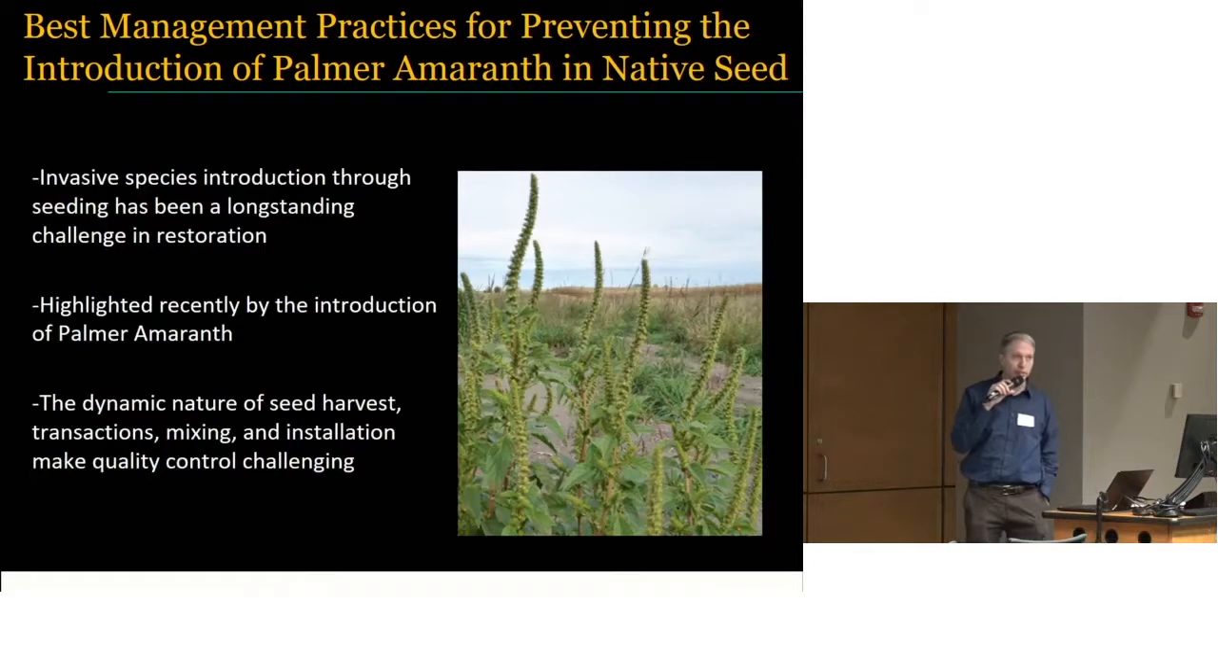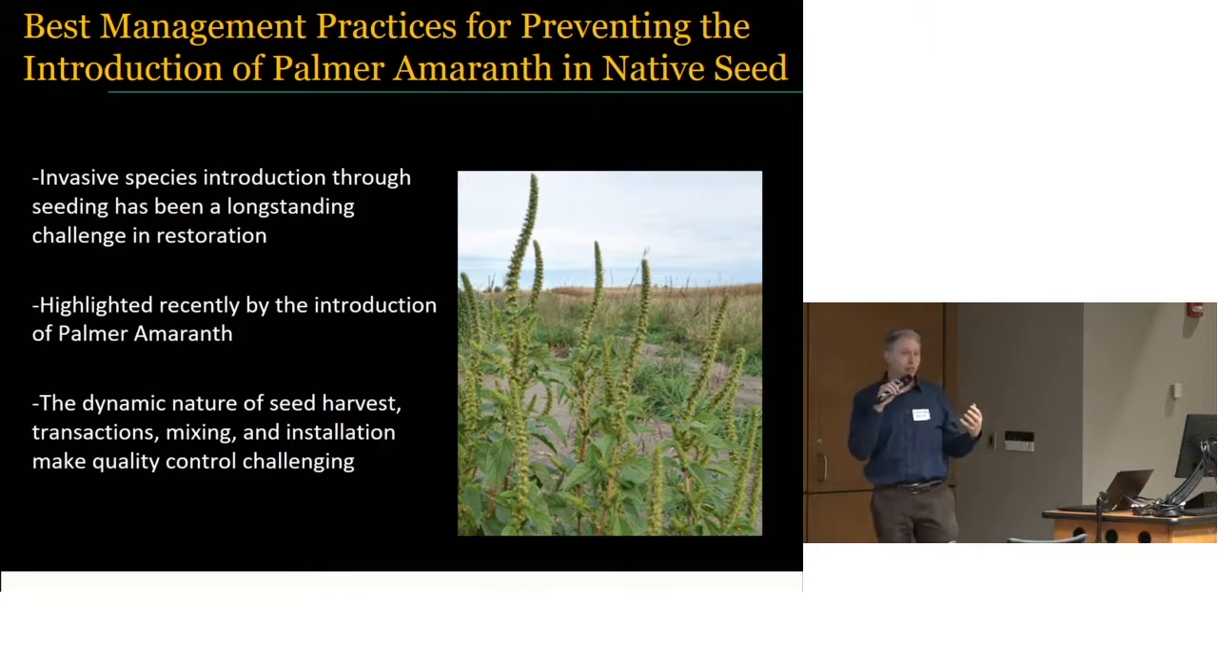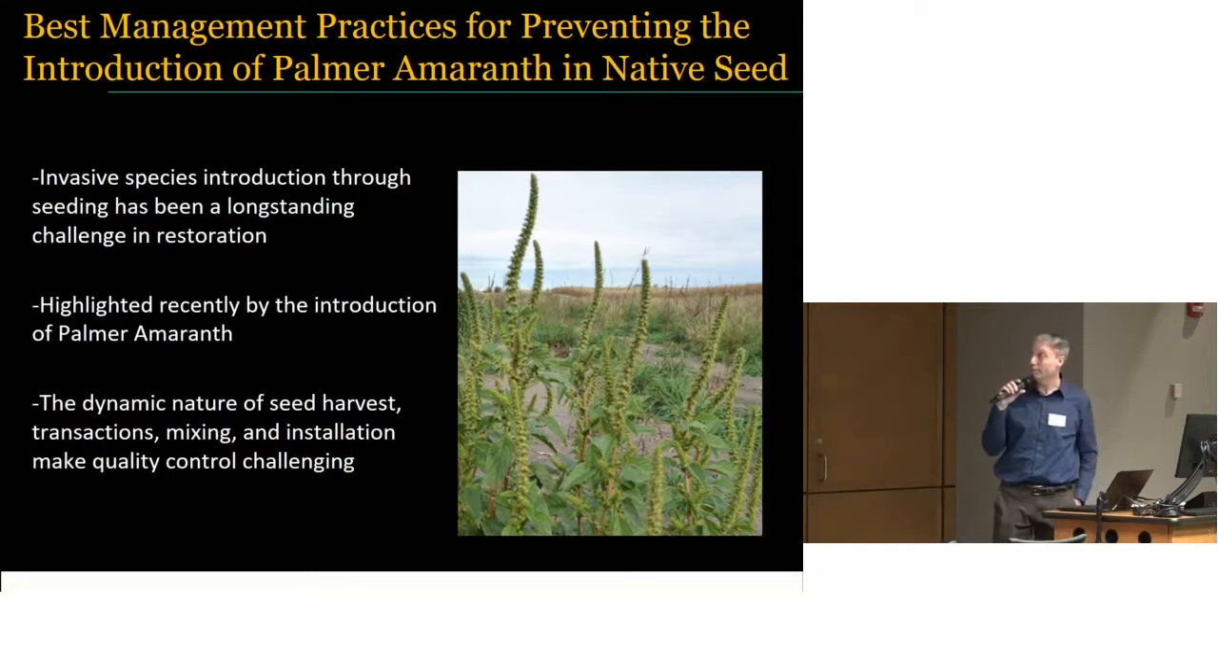The problem of invasive species coming in on seed definitely isn't something that's new. We've seen more of this happen when there's wild collection or wild harvest of prairies, and it's easier to pick up thistles or some of that seed. But it does happen also in production fields where there's some seed that's collected as part of the harvest of production fields. There's just a lot going on in the process of using native seed with the harvesting, the transport of seed, the transactions between different vendors, and then the installation of seed. And so there's a lot happening there. There is room for things happening along the way.